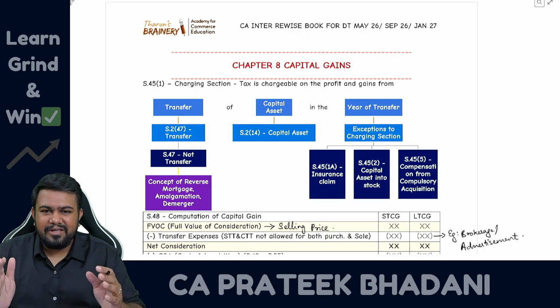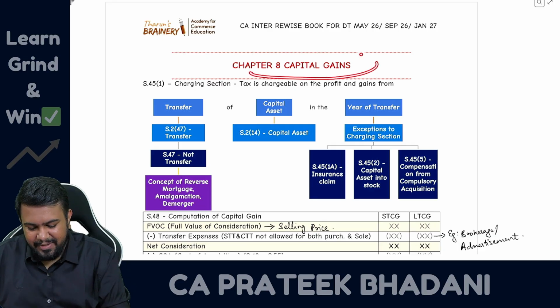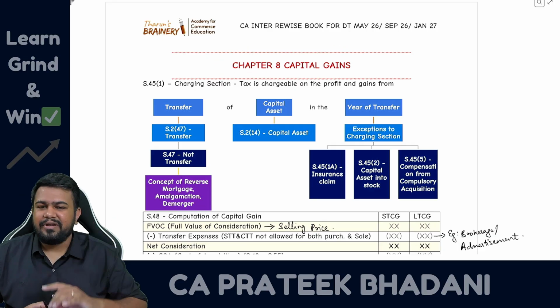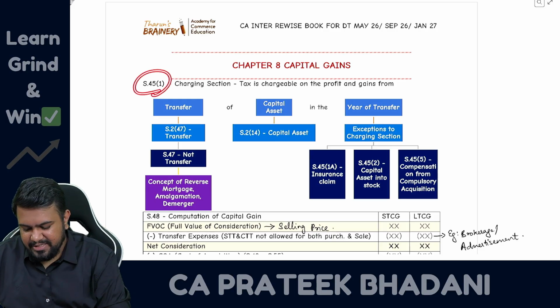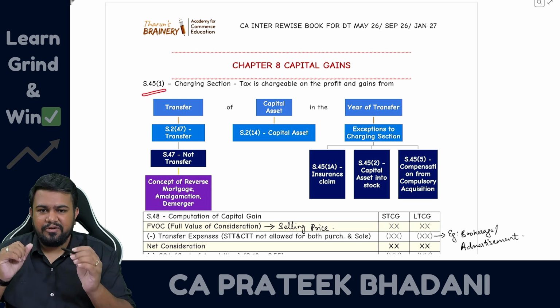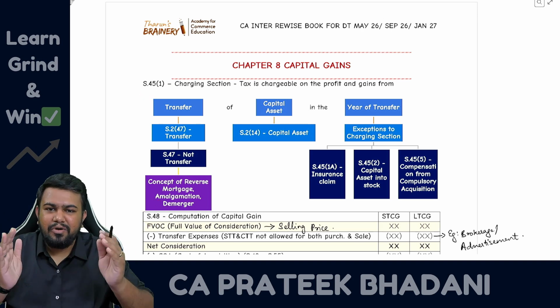Now, without further ado, let us begin the most powerful revision lecture on capital gains chapter. So capital gain chapter is the fourth head of income, and like any other head of income, even capital gain chapter has a charging section and a computation section. Charging section is 45 subsection 1, computation section is section 48. Firstly, let us talk about charging section.